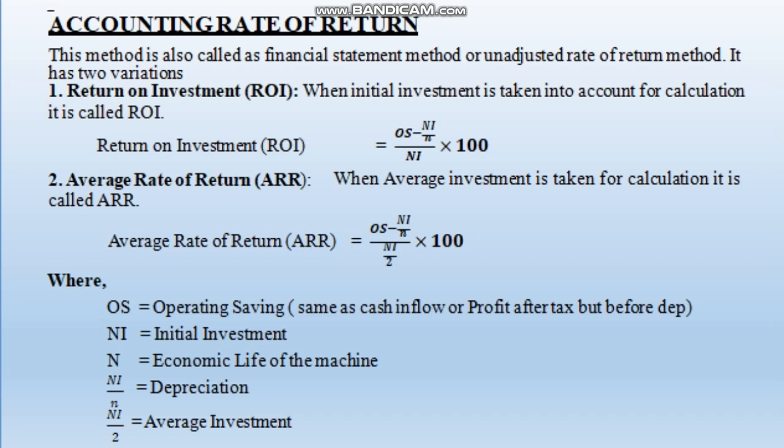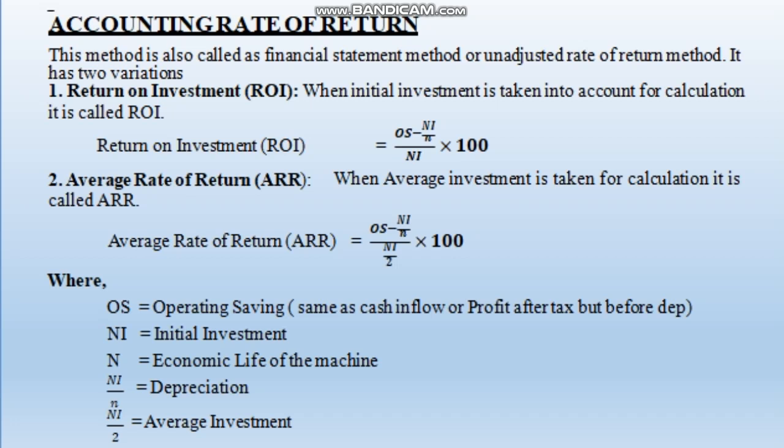Return on investment, we call it ROI. When initial investment is taken into account for calculation, then it is called ROI. And return on investment is calculated using the formula (OS minus NI by N) divided by NI into 100. Here, OS is the operating saving, NI is the initial investment, N is the economic life of the machine.